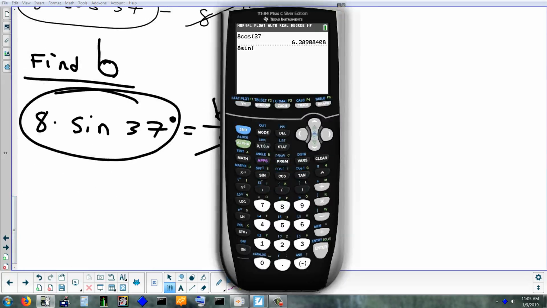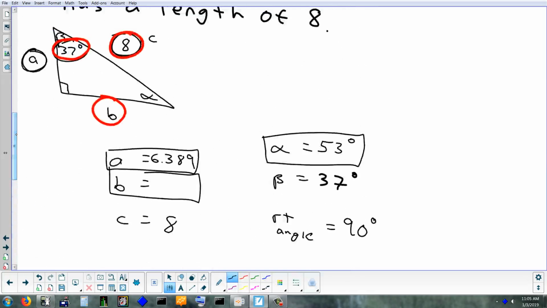8 sine 37. Right, so 4.815. And that's always true in any triangle. The biggest side should always go with the biggest angle. The smallest side with the smallest angle. And any 2 sides added together have to be bigger than the third. If any of what I said is not true, then something's wrong. But that looks pretty good.